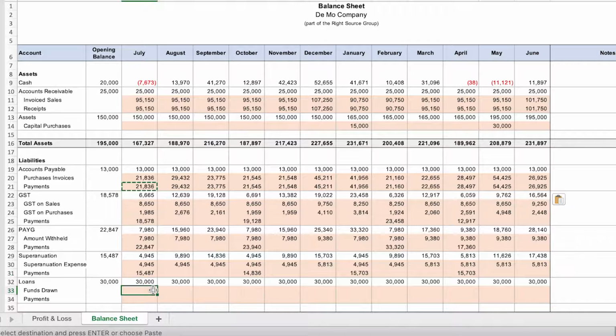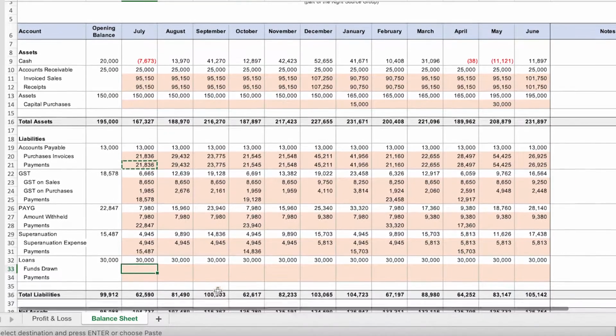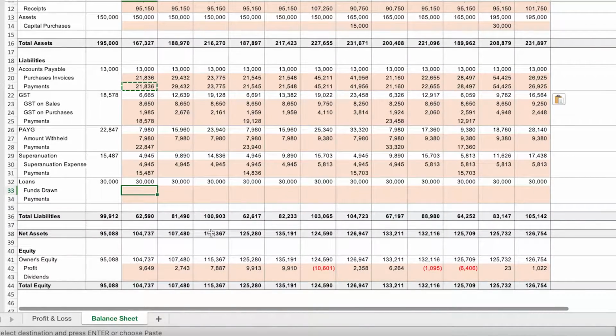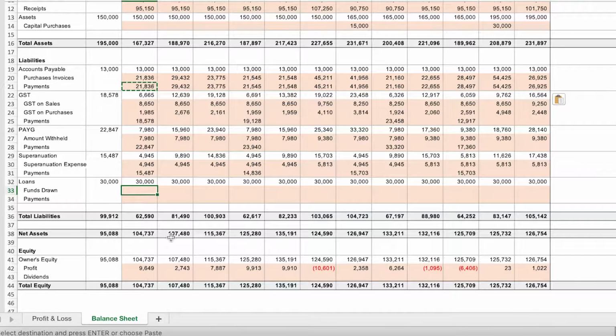Now, basically 2 lines, you could do it in 1 line, it doesn't matter. But I split it into funds drawn, so when you borrow money off the loan facility because you need more cash, or payments, so when you can pay it back. We'll tie this back in with the cash, which we'll do last, but at this stage we're just going to leave that blank.